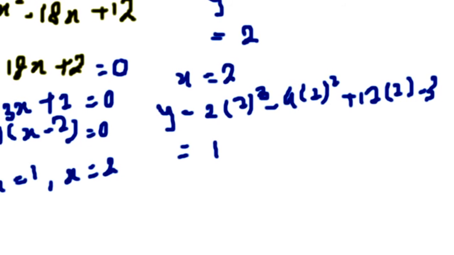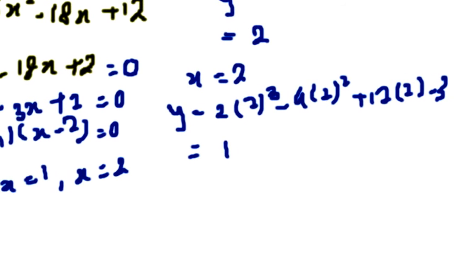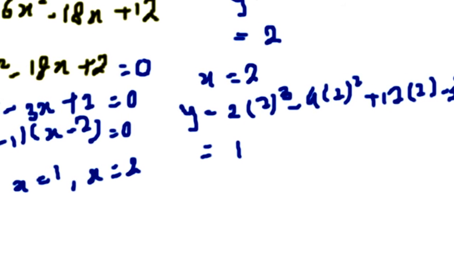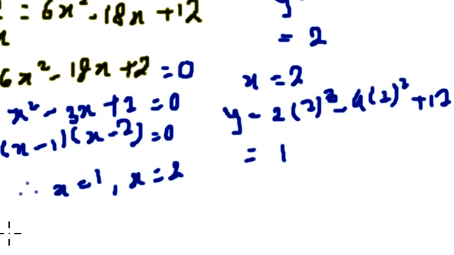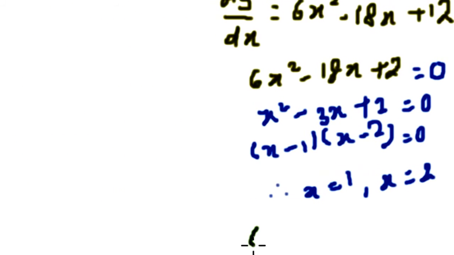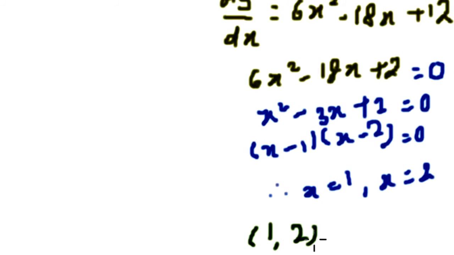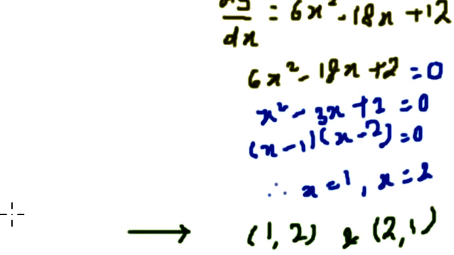Hence, your answer should be written as: the turning points of the curve are (1, 2) and (2, 1). These are the turning points.